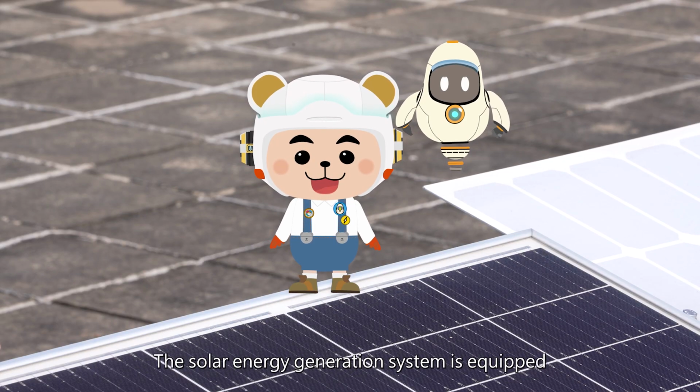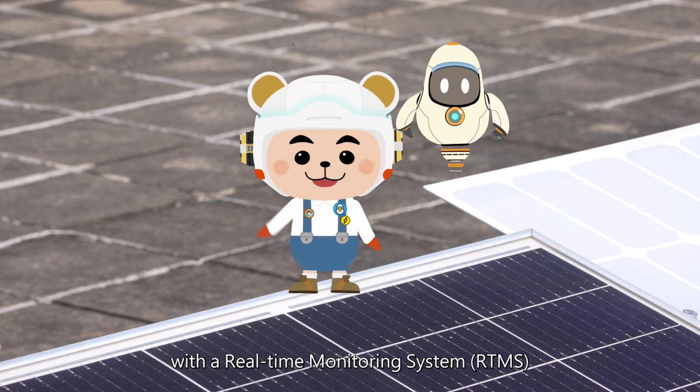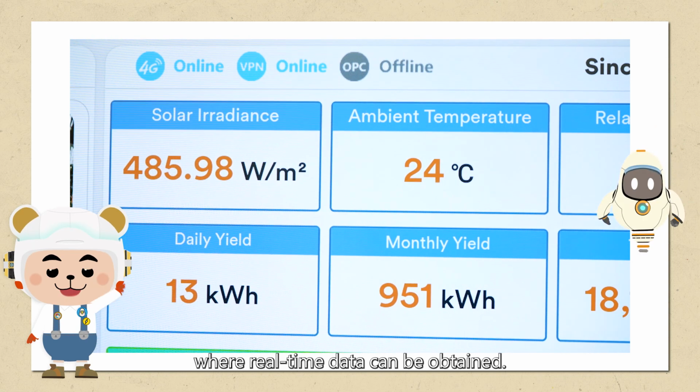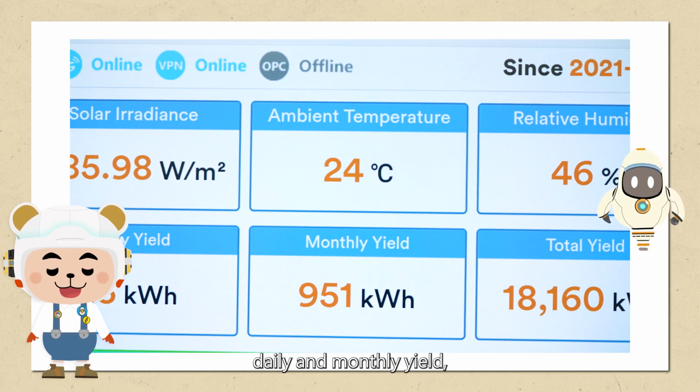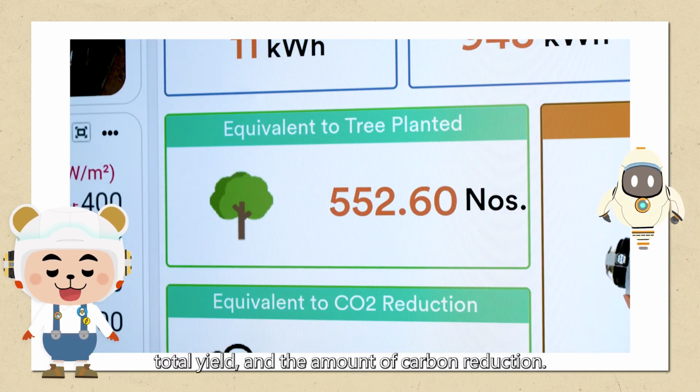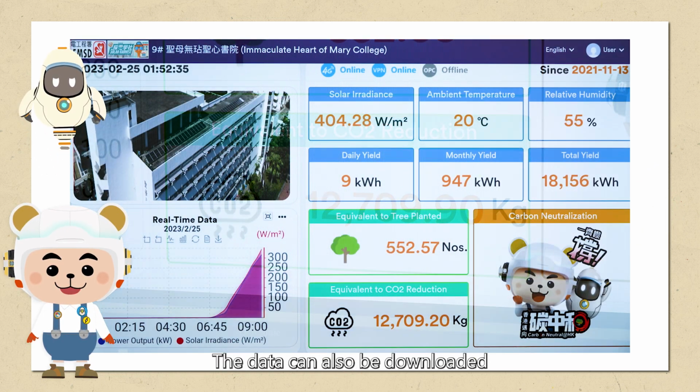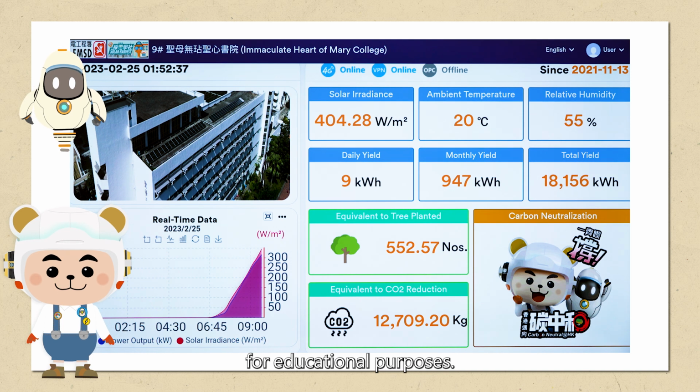The solar energy generation system is equipped with a real-time monitoring system where real-time data can be obtained. The data includes solar irradiance, daily and monthly yield, total yield, and the amount of carbon reduction. The data can also be downloaded for educational purposes.